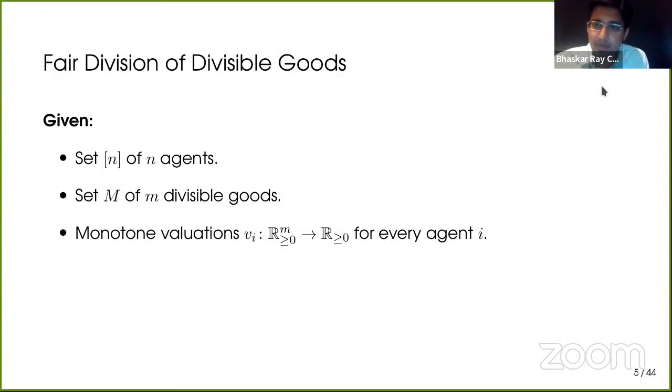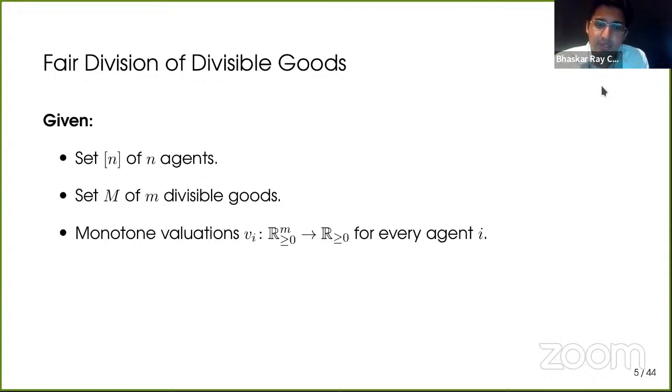So a typical setup of fair division of divisible goods involves a set of n agents, a set of m divisible goods, and each agent is equipped with a valuation function, which is monotone. This valuation function captures the utility of an agent to any bundle that can be allocated to this agent. Since the goods are divisible, you can think of each bundle as an m-dimensional vector, where the jth component of this vector signifies how much of good j has been allocated to an agent. So once you feed this vector to the valuation function, it outputs a number which signifies the utility the agent derives when you allocate such a bundle to this agent.